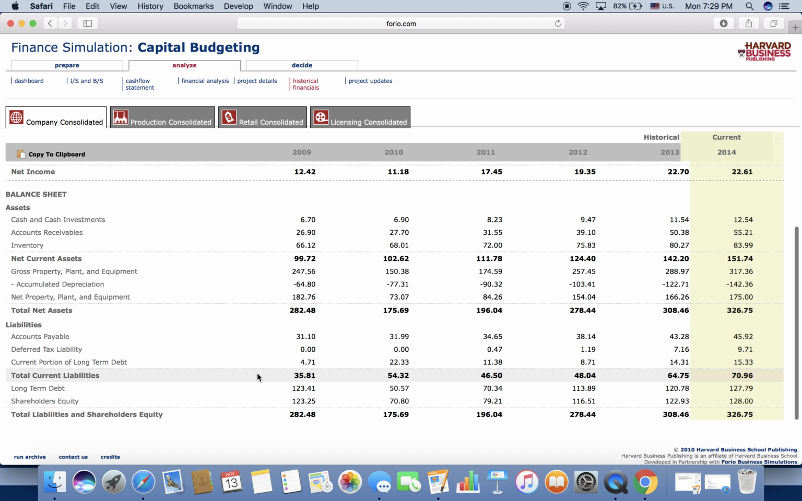And then liabilities, let's look at the total current liabilities. I started in 2009 at 35.81. 2010, I got 54.32, but then it looks like in 2011 I fell short.